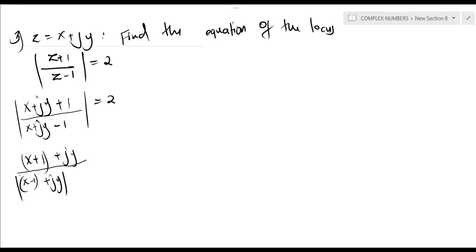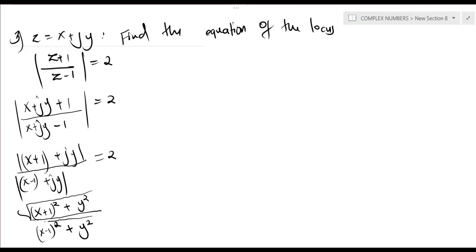So evaluate the modulus of this and the modulus of this, and this is supposed to be equal to 2. So evaluating the modulus, that is taking the real part, the square root of (x plus 1) squared plus y squared, all this divided by the square root of (x minus 1) squared plus y squared, and this is equal to 2. Okay, fine. So the best way to get rid of this square root is to square both sides.